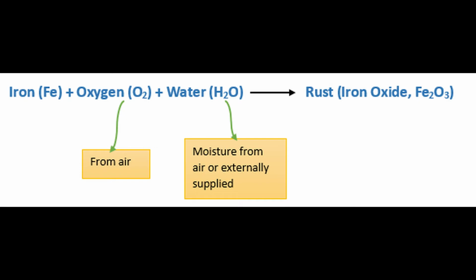In the equation you can see the two things which are a must for the iron to get rust: oxygen from air, and water. So in the equation, iron, whose chemical formula is Fe, plus oxygen from air and water H2O, will produce rust, that brown color, which is known as iron oxide. The chemical formula is Fe2O3. So for rusting, the presence of both oxygen and water is essential.